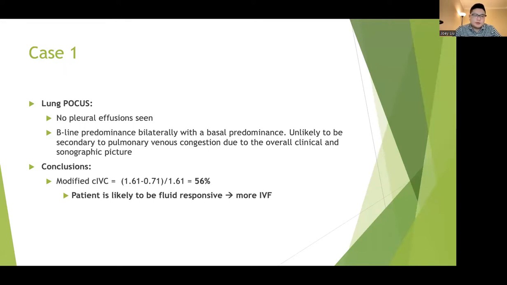And with the measurements I took of the IVC, we calculated his collapsibility index to be about 56%. And the word I use, modified, is to illustrate the 4 centimeter measurements instead of the 2010 ASE measurements that we typically utilize in clinical practice. And so the collapsibility index I calculated was 56%. And therefore, we felt that the patient is likely to be fluid responsive. And to the care team, we suggested more IV fluids for this patient.